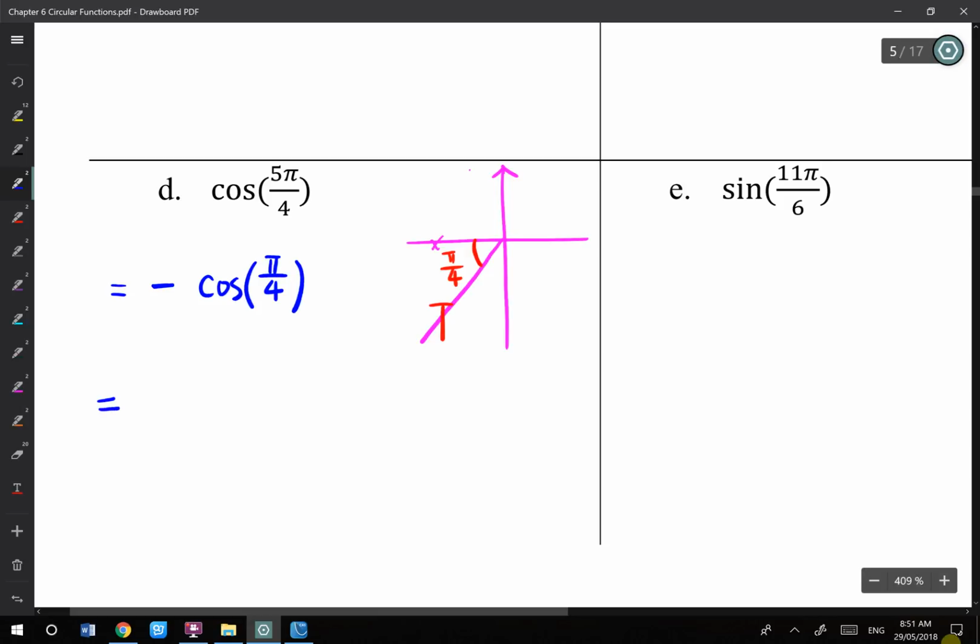Now you know cosine pi on 4 is root 2 over 2 by the table above. So that's a negative root 2 over 2. That's how you evaluate that.